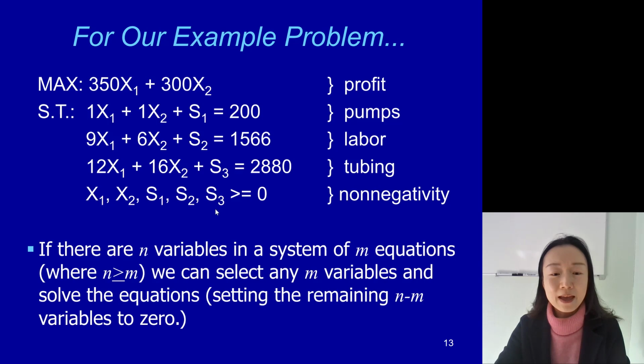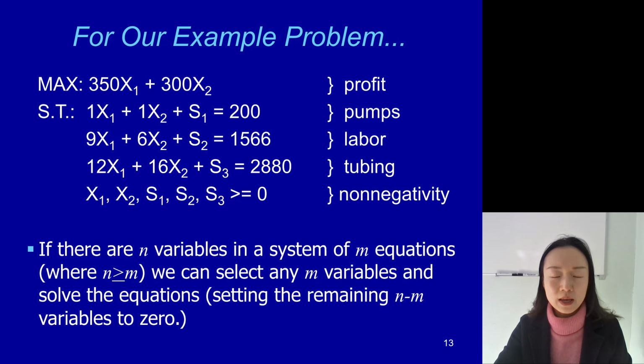If there are n variables in a system of m equations, where n is greater than m, so we have more variables than equations, we can select any m variables, the same number as the equations, and solve the equations by setting the remaining n minus m variables to 0. In the context of this problem, we have 5 variables, but only 3 equations.